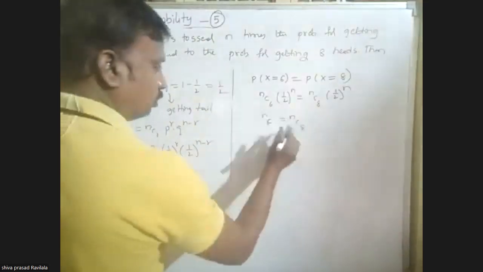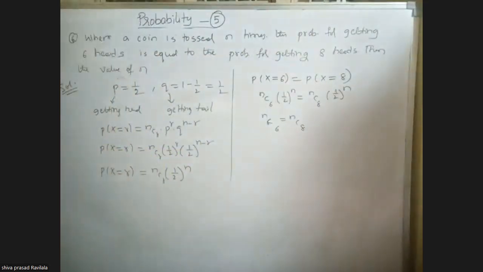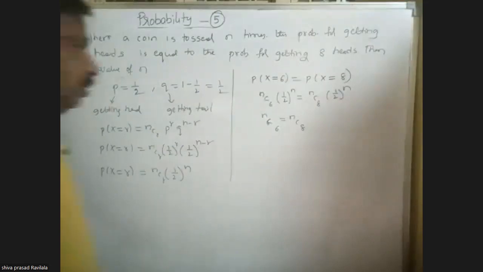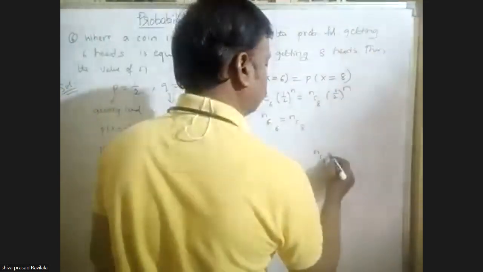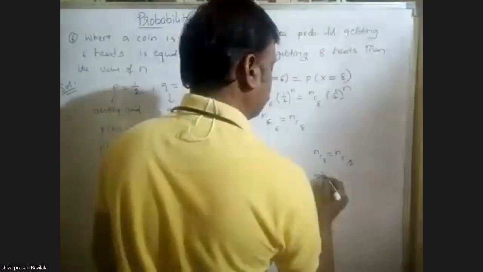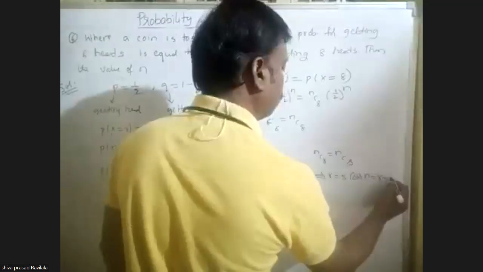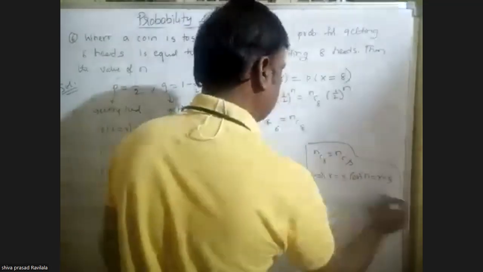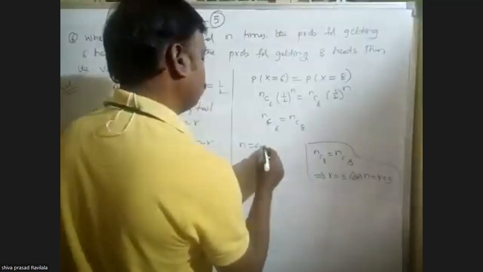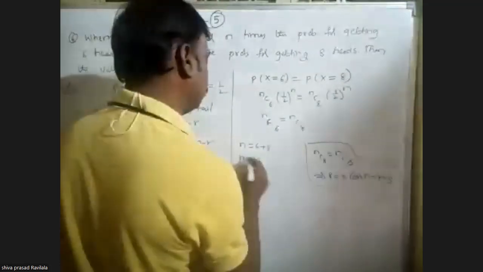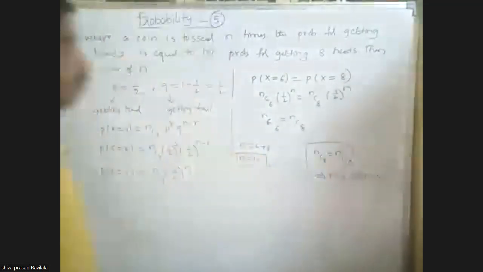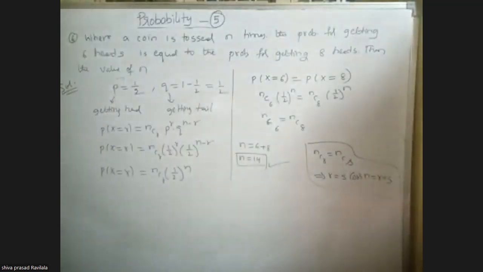Then the value of n: 6 plus 8. N is equal to 6 plus 8, 14. nCr is equal to nCs implies either r is equal to s or n is equal to r plus s. Mostly the second condition is applicable. N is equal to 6 plus 8, n is equal to 14. Number of trials, 14. That means the coin is tossed 14 times.